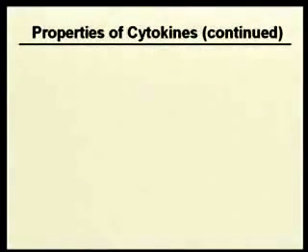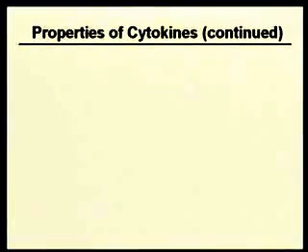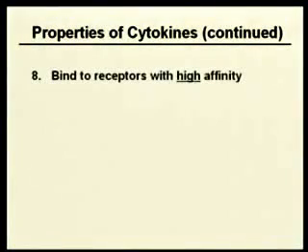The point we're trying to get to here is there are no really hard and fast rules for these cytokine productions and how they act. It really depends on the combinations of the cytokines and the situation in which they're produced. An important point here is that they bind to receptors with high affinity. They actually bind with a higher affinity than immunoglobulins. So once they interact with the receptor, they stick there pretty firmly.